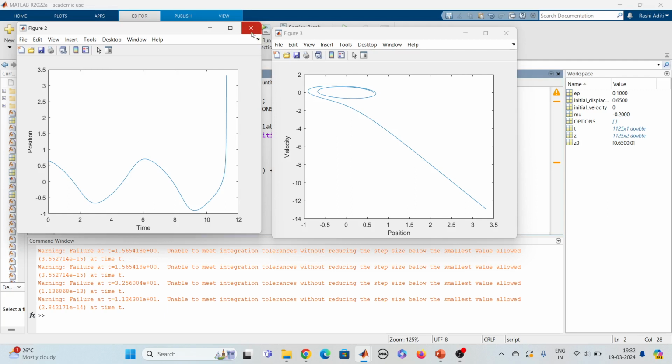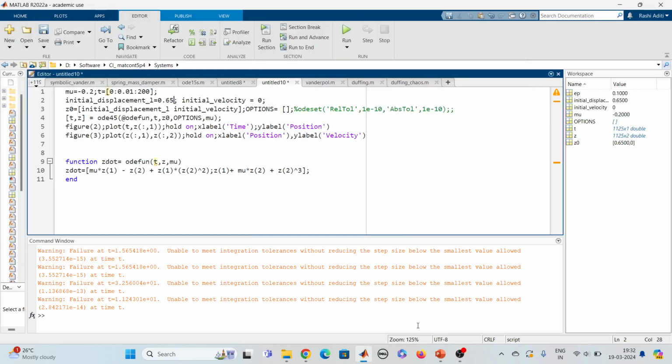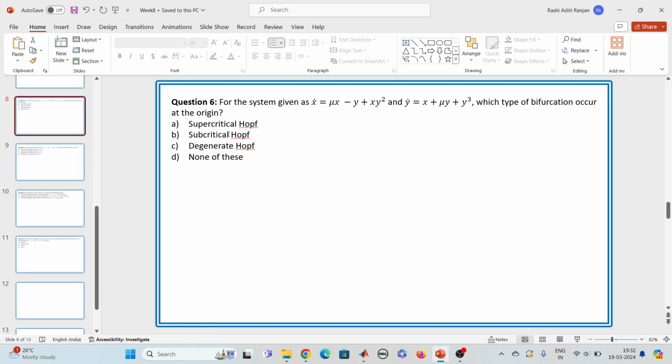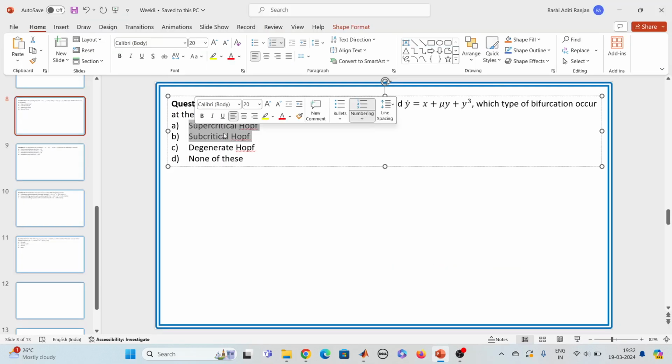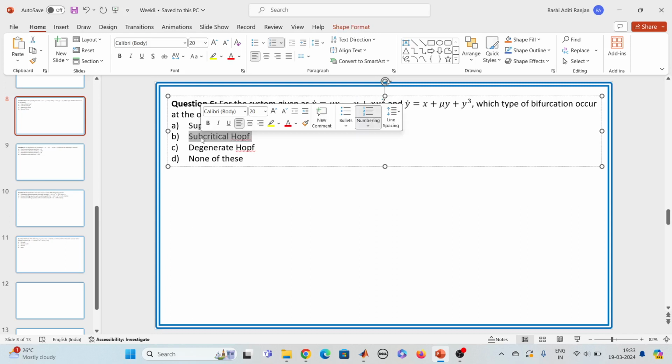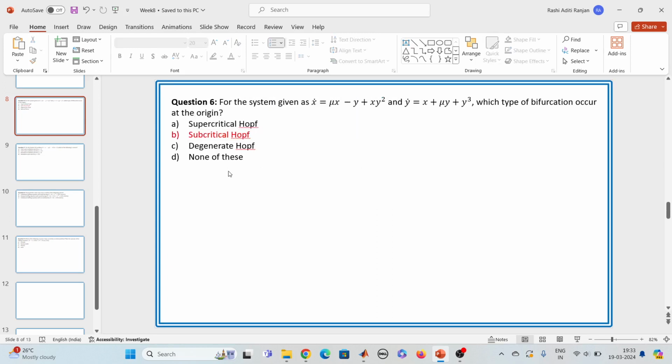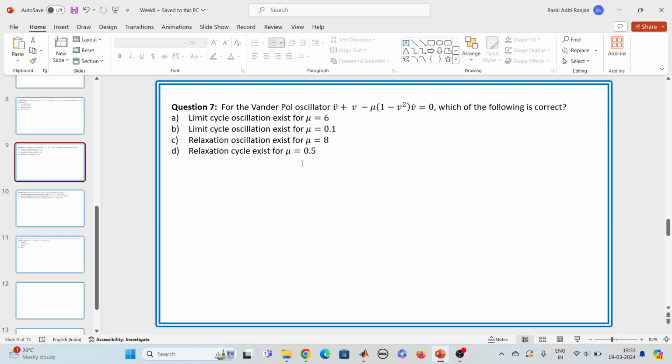So initially we did some analytical analysis and then we did some simulation. You can also go to simulation to see what kind of bifurcation is occurring. But since we already did it analytically, we knew that there is a Hopf bifurcation. Now that we know there is a Hopf bifurcation, it was really easy for us to know whether it is supercritical or subcritical. Okay, so the answer to this question would be subcritical Hopf bifurcation.